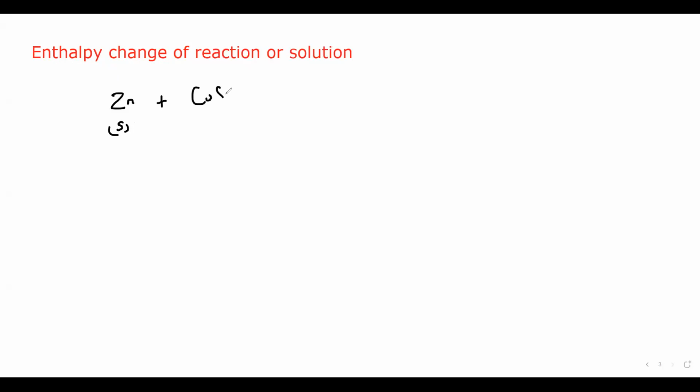if we want to calculate the enthalpy change of a reaction, for example, zinc, which is solid, is added to copper sulfate solution, which is aqueous. This results in the formation of zinc sulfate, aqueous, and copper as a solid.